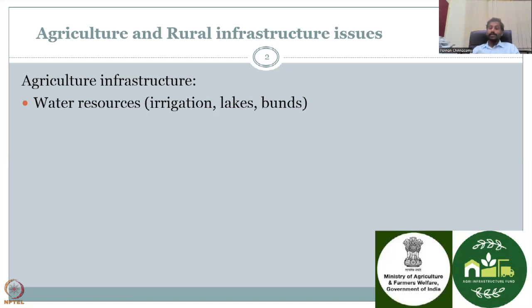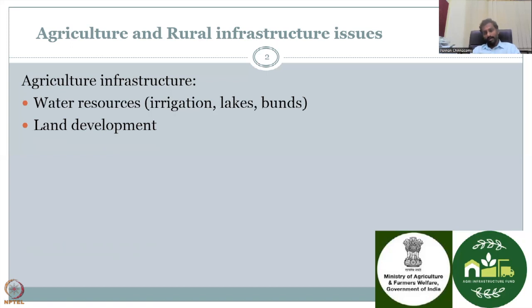Also, there are two aspects, centralized and decentralized. Centralized is like a dam, where you hold all the water at one point and then slowly distribute it. Whereas a decentralized approach could be like small check dams, where instead of one large dam, you are putting them in different locations. So this agriculture infrastructure has become a very, very key aspect of development.